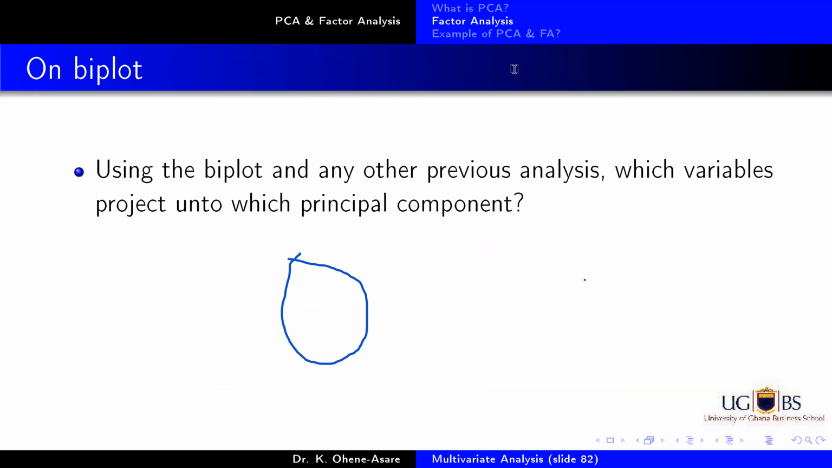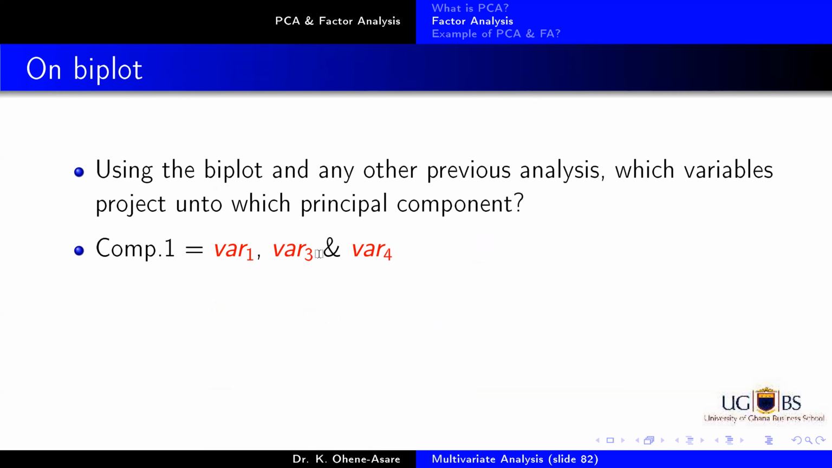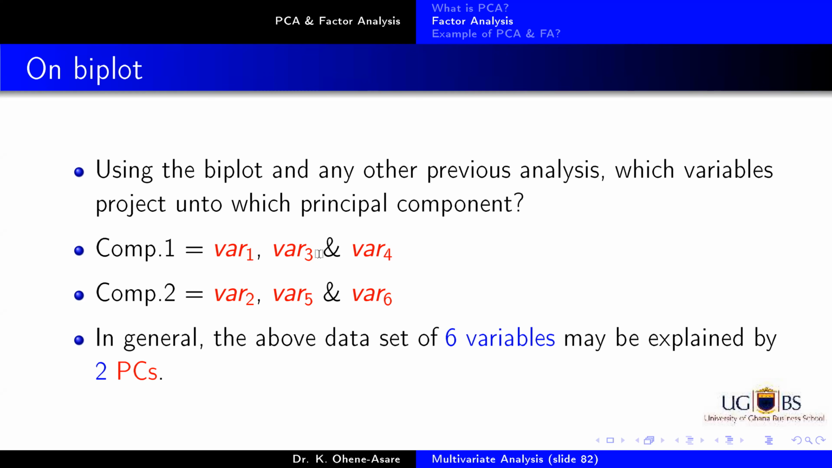So let's go to the final question that brought us here. The question was, using the biplot and any other previous analysis, just as I did, which variables project onto which component? Well, here's the answer. The variables that project onto component 1 are variables 1, 3, and 4. And the variables that project onto component 2 are variables 2, 5, and 6. So in general, the above data set of 6 variables may be explained by 2 principal components.